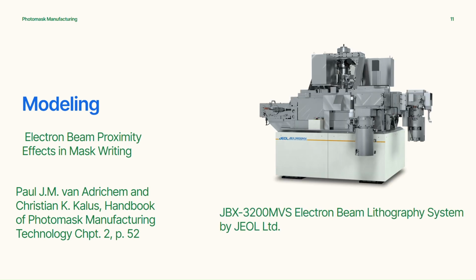Now, I'm going to be talking about a model here, and this model is the electron beam proximity effects in mask writing. This model is made by Paul J.M. and Chris K. Kloss, and it's shown in the Handbook of Photomask Manufacturing Technology in Chapter 2, page 52. And here's an example of a machine that this model could be used on, the JBX-3200MVS electron beam lithography system by JEOL Ltd.